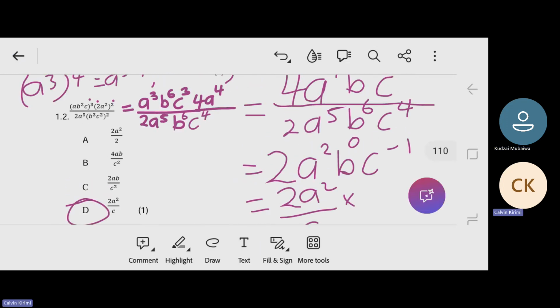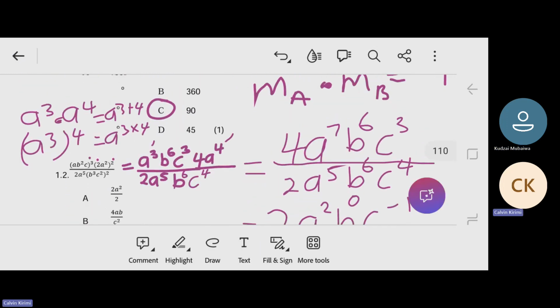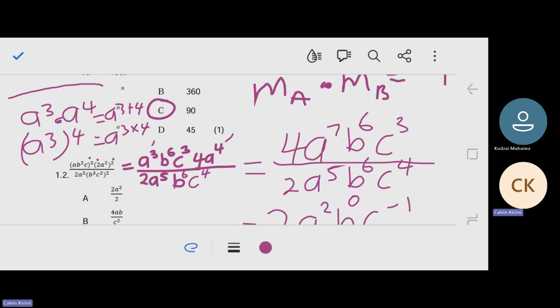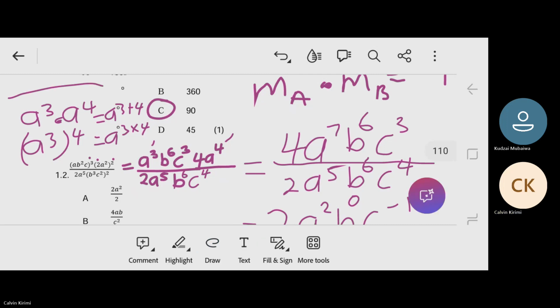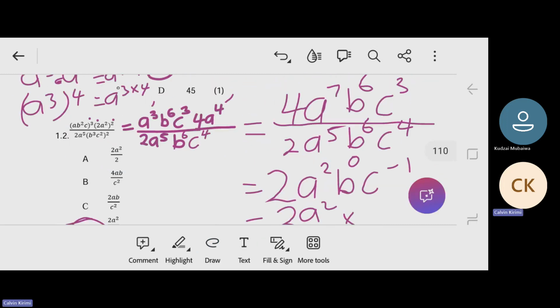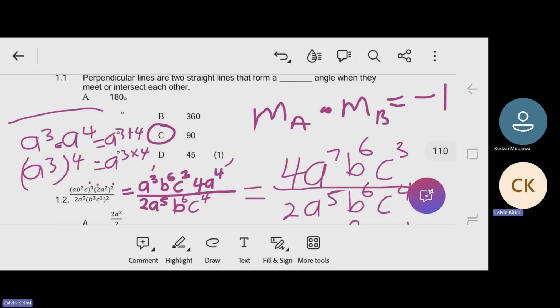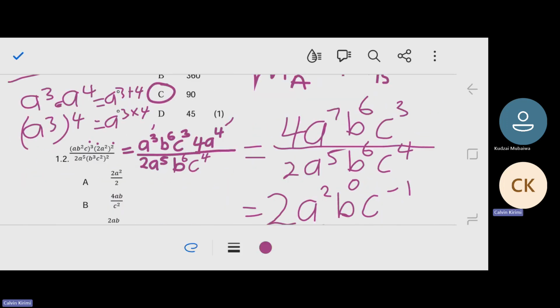So don't make mistakes here. You are still making mistakes here. Correct yourself. Otherwise, if you make that mistake again, it won't be helpful. The difference between a to the power 3 times a to the power 4 and a to the power 3 bracket to the power 4 is different. Okay.